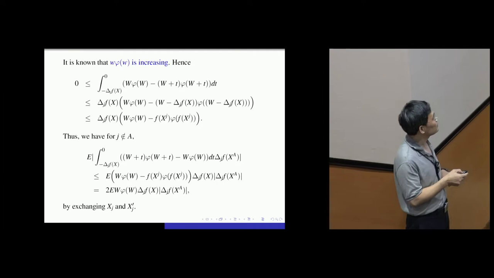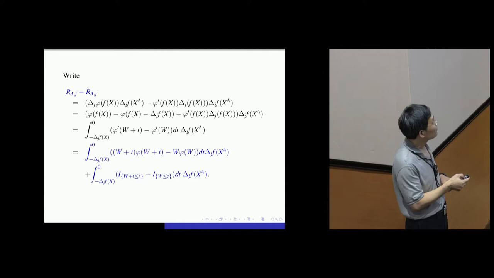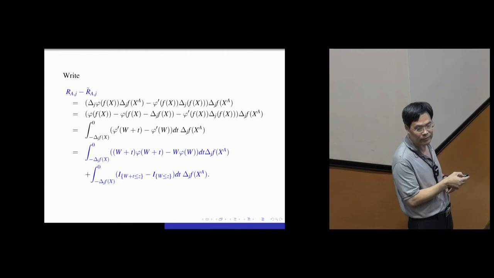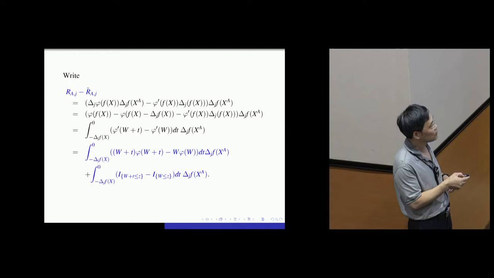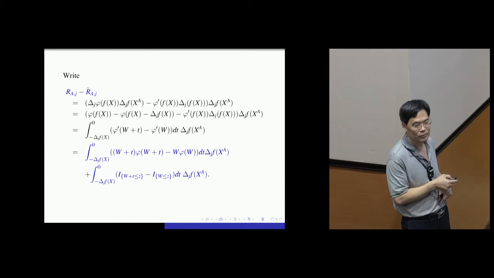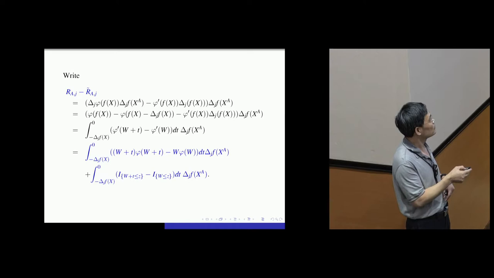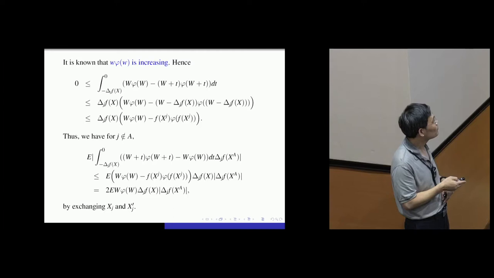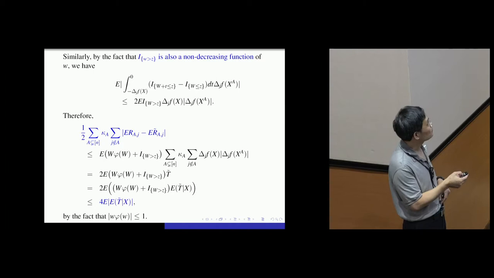So now more or less we can get the bound we need. If you look at the difference between the terms here, that's the first term. But the second term, we can do almost the same, because the integrable function is also a non-decreasing function. So we can apply the same technique to estimate that term. The only thing is that w phi of w changes to the integrable function. So at the end, we get that bound, as I said before, because the integrable function, if it is bigger than z, is a non-decreasing function.